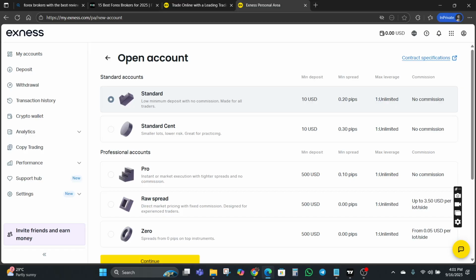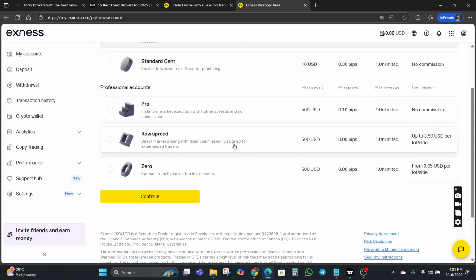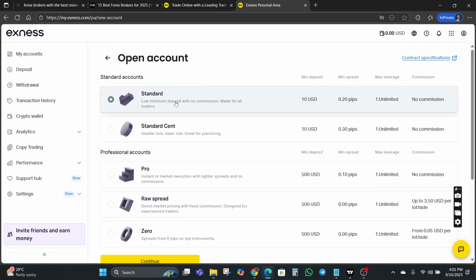After your account is set up, it's important to familiarize yourself with the trading environment. You select the particular kind of account that you want out of the available types of accounts on the broker. Then you familiarize yourself with the trading platform. You learn how to open and close trades, and set your stop loss and take profit orders.